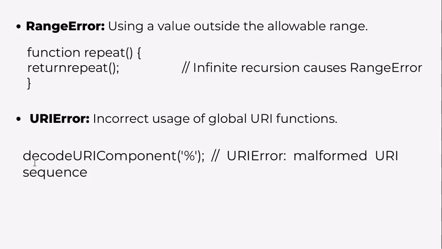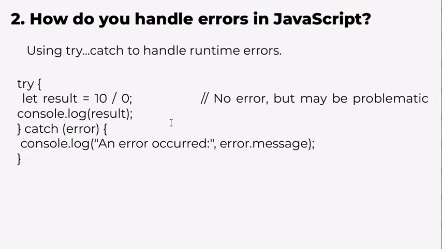So the URI error is this: I have declared decodeURIComponent, and inside that I have given a modulus sign, so it will give me an error, null from URI sequence. We will discuss this error in a later upcoming slide.